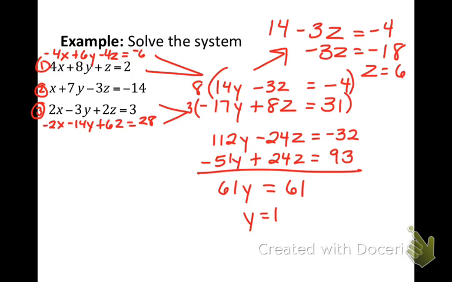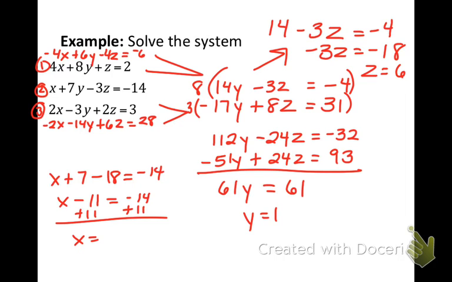Now go back to one of the originals. Which one do you prefer? Number 2. Okay, I would have went 1 because there's no negatives in there, but that's okay. So 2, we don't know x. 7 times 1 is 7. 3 times 6 is negative 18 equals negative 14. Okay, so that really is x minus 11 equals negative 14. Add 11, so x equals negative 3. So negative 3, 1, 6.